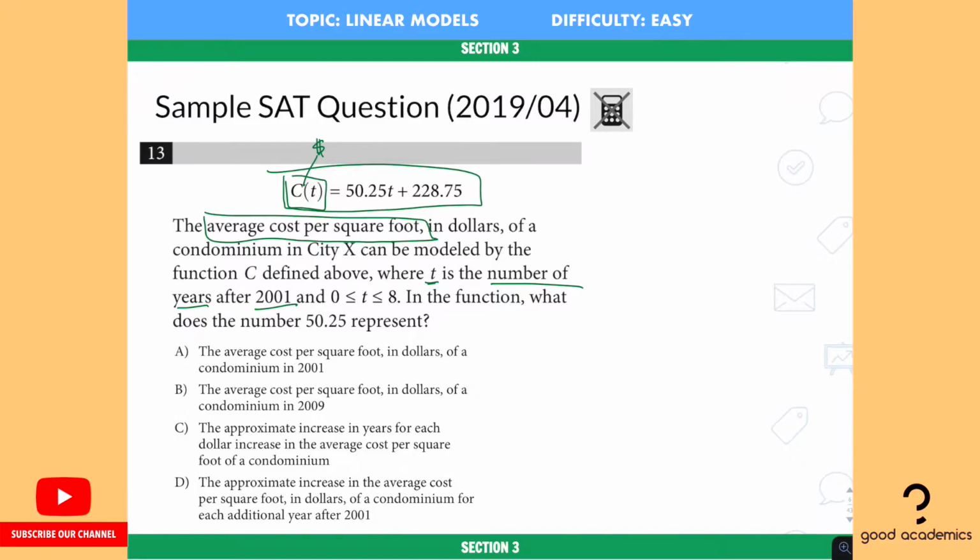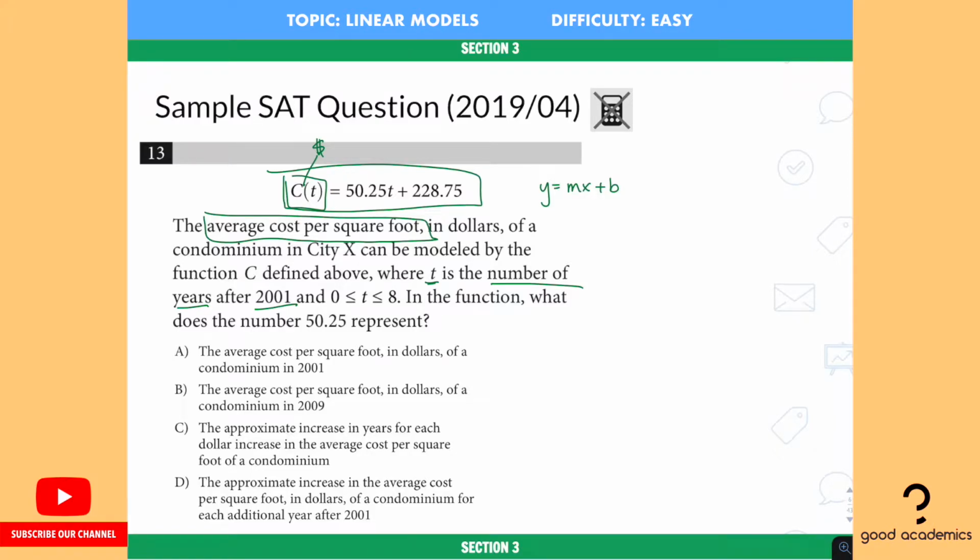What does it represent? Now, the first thing that should come into your mind is the resemblance of this equation with the slope-intercept form. Now, to prepare you for this question and other similar types of questions, I want you to know that they may ask you for the 50.25, or they may ask you for the meaning of 228.75. So we're going to talk about the 50.25 first, and then we'll come back and talk about the 228.75 afterwards.